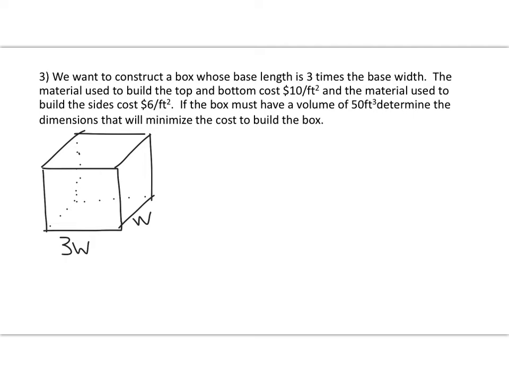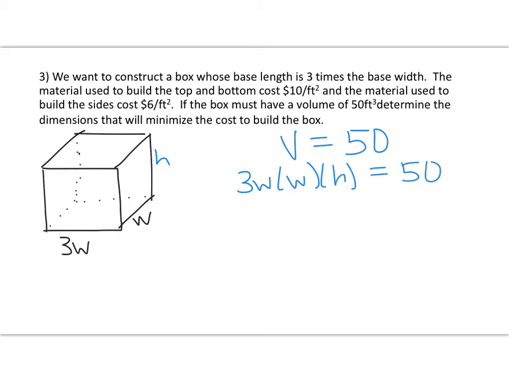If the box must have a volume of 50 feet cubed, determine the dimensions that will minimize the cost to build the box. So my constraint here is my volume equation. My volume is fixed at 50 cubic feet. And I know to get volume, it's length times width times height. So cleaning this up, I know 3W squared times H equals 50.